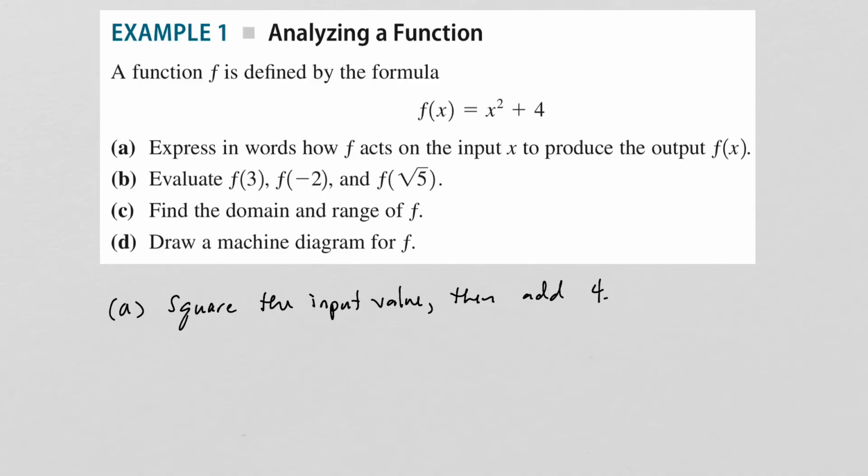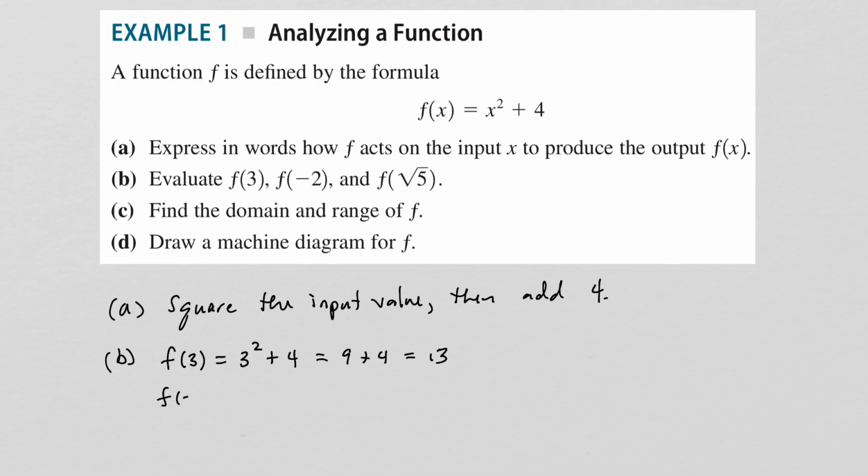In part B, they want us to actually evaluate f of 3, f of negative 2, and f of radical 5. So when you see something like f of 3, what you're doing is you're just replacing the number x with the number 3. So in this case, f of 3, if I put a 3 where the x is, that's going to give us 3 squared plus 4, which makes sense because we are squaring the input value, right? We're squaring 3 and then adding 4. And so this would be 9 plus 4, which is 13.